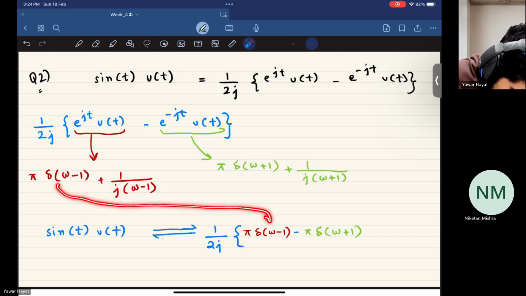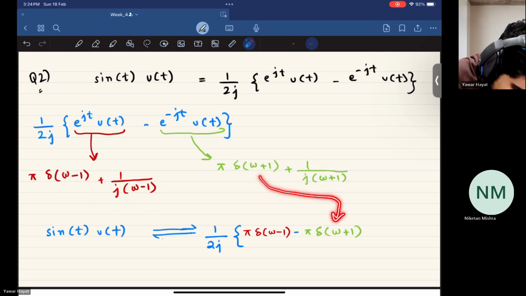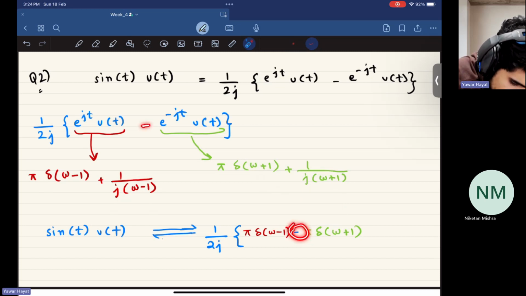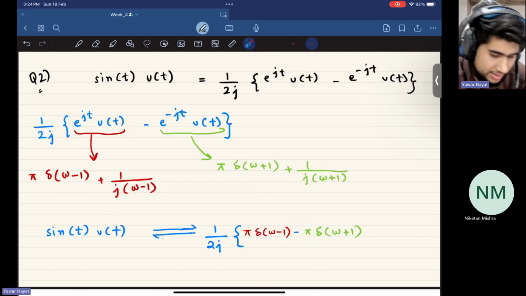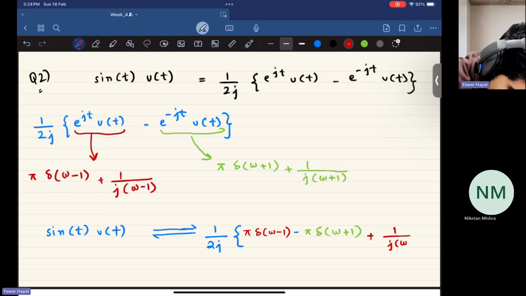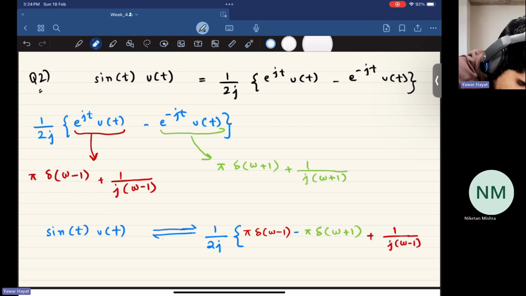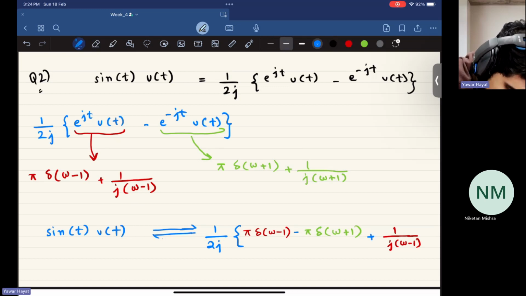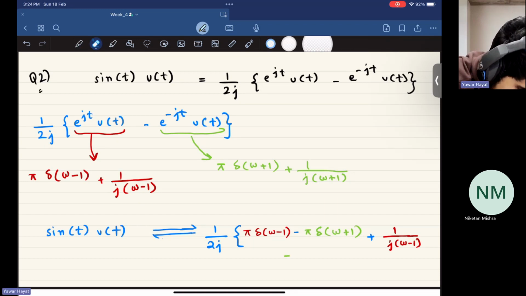Okay, why minus sign? Because there is a minus sign, right? That's why. So now this is plus 1 over j omega minus 1. Using color coding, maybe that would make it more clear. Then we'll have this negative sign, right?